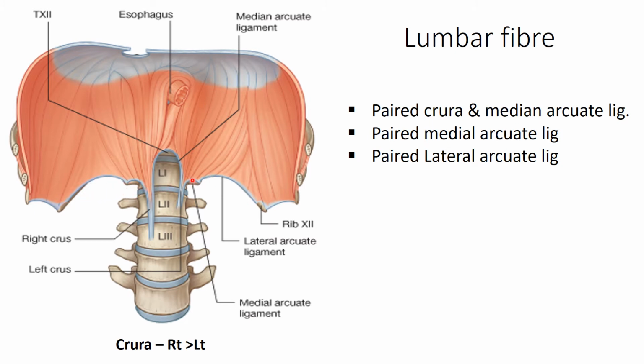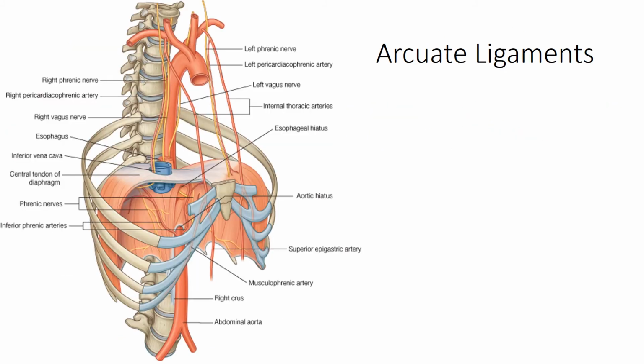So the fibers from these paired crura, the medial arcuate ligament and the lateral arcuate ligament, give rise to the lumbar set of fibers. So there are three sets of arcuate ligaments associated with the diaphragm. One is the median arcuate ligament, which is lying just anterior to the aorta or the aortic passage, and it is the medial continuation of both the right and left crura.